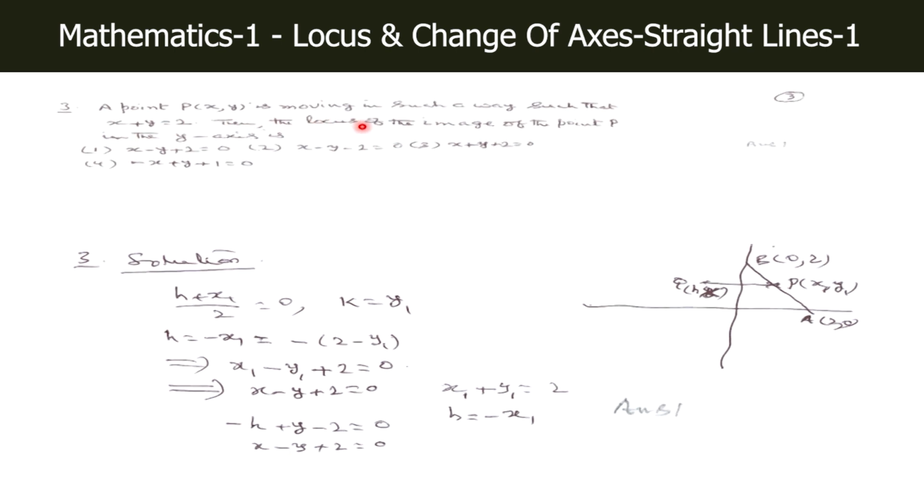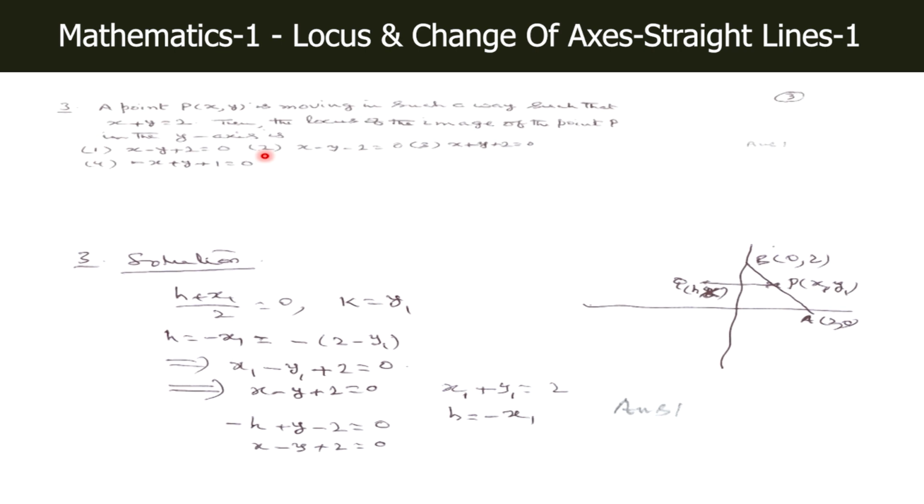A point P(x, y) is moving in such a way that x plus y is equal to 2. Then the locus of the image of the point P in the y-axis is: x minus y plus 2 equal to 0; x minus y minus 2 equal to 0; x plus y plus 2 is equal to 0; and minus x plus y plus 1 equal to 0.